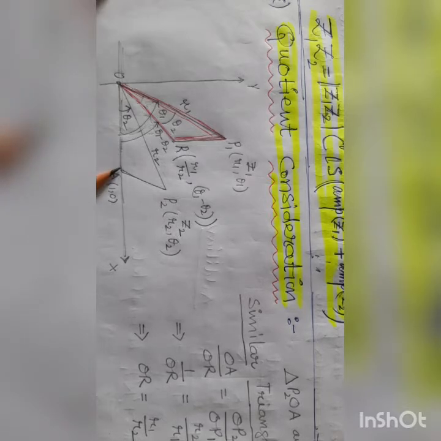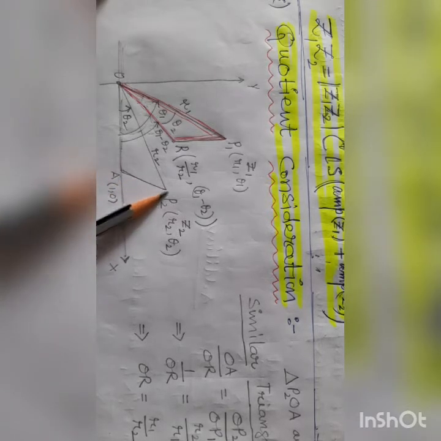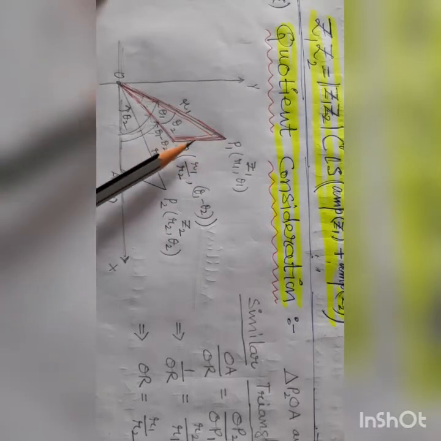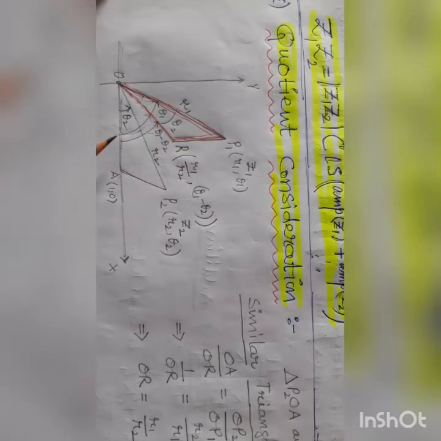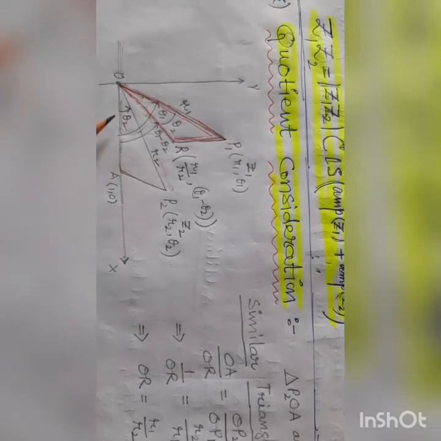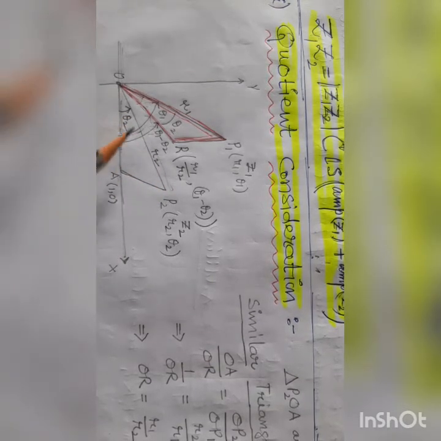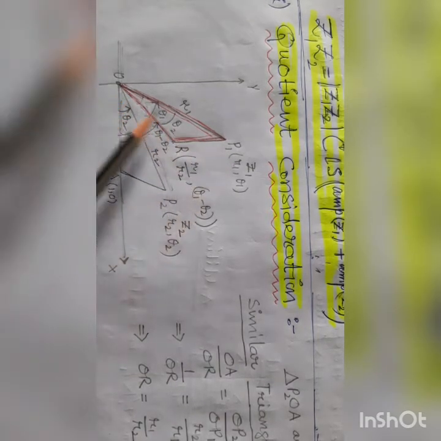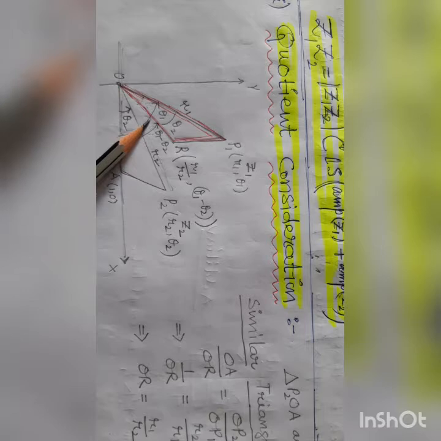So OA is 1 unit, that is the same. P2 I have taken, P1 I have taken up. So red is up. Here I have taken OAP2 as R2 and theta 2. So this is called R2 and this is called theta 2. And next, here OP1 is R1. OP1 is totally theta 1. You see, this is totally theta 1.